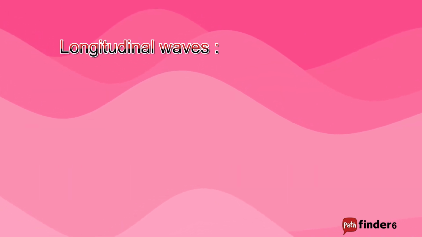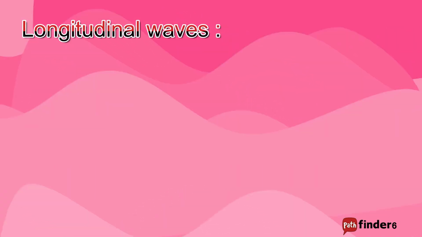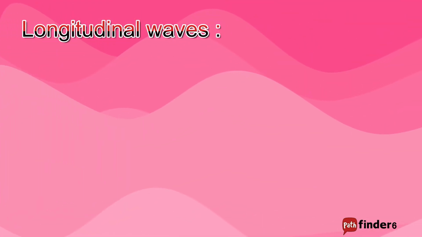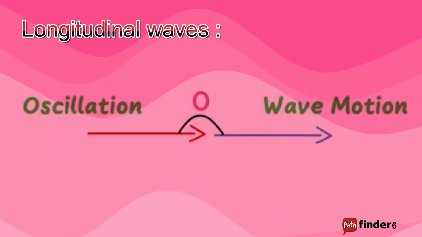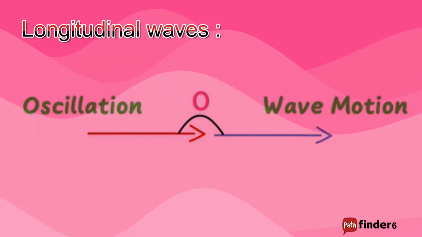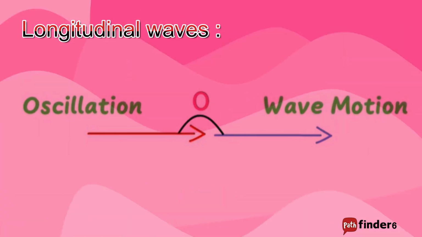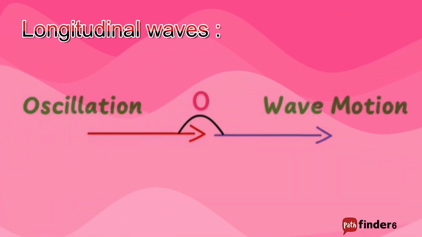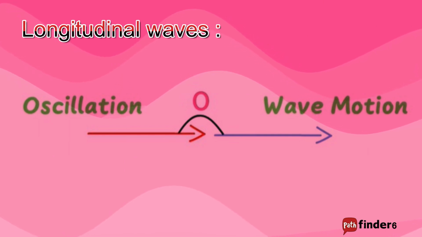Now we will discuss longitudinal waves. If the oscillations of particles are in x direction and the motion of the wave is also in the same direction, we call it a longitudinal wave. Note down that in longitudinal waves, the angle between oscillations of particles and motion of wave is 0 degrees, and they both are parallel to each other.